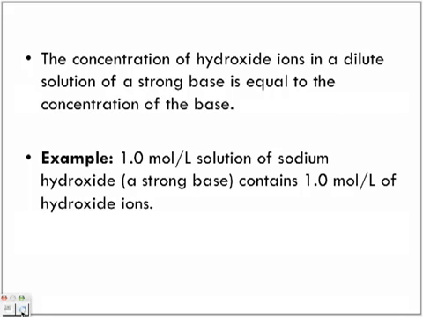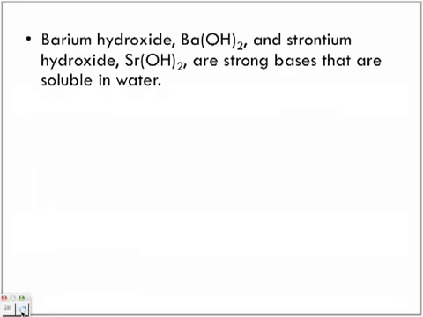The concentration of hydroxide ions in a dilute solution of a strong base is equal to the concentration of the base. So if we had a 1 mole per liter solution of sodium hydroxide, which is our strong base, we will also have the same concentration of hydroxide ions as we start with, right? Which means all of them will dissociate into their respective ions. So barium hydroxide, strontium hydroxide, all strong bases, will all break apart, giving off the hydroxide ion. They will all dissociate, just like we had with the strong acids.